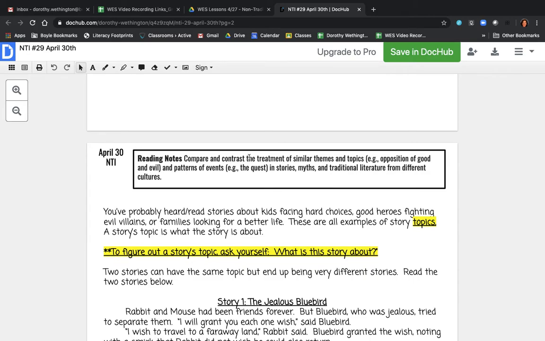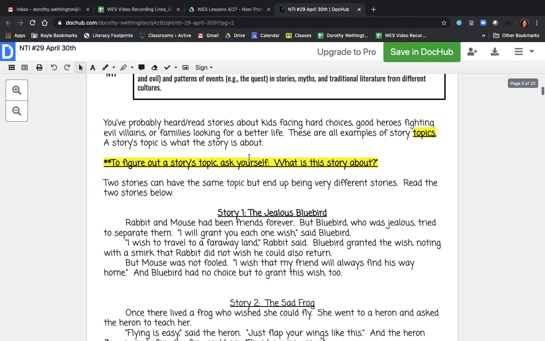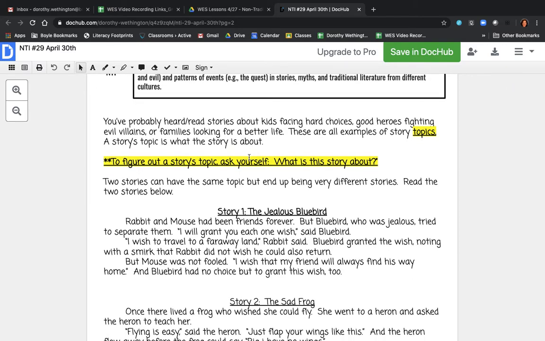You've probably heard and read stories about kids facing hard choices, good heroes fighting evil villains, or families looking for a better life. These are all examples of story topics. A story's topic is what the story is about. To figure out a story's topic, ask yourself, what is this story about? Two stories can have the same topic but end up being very different stories.